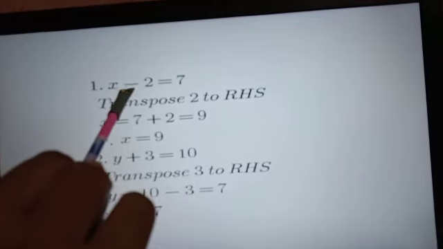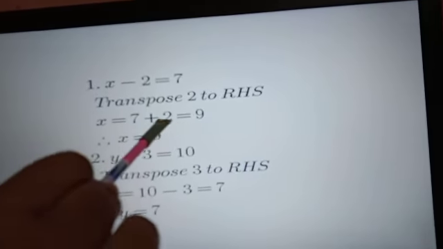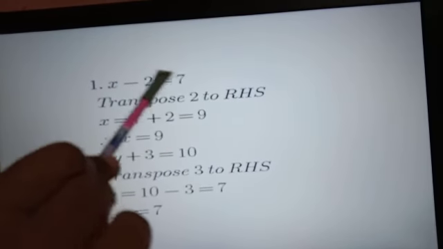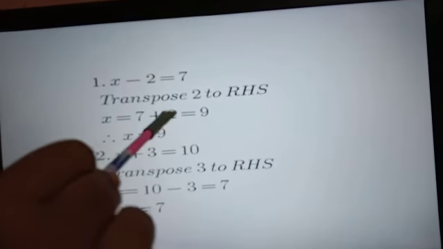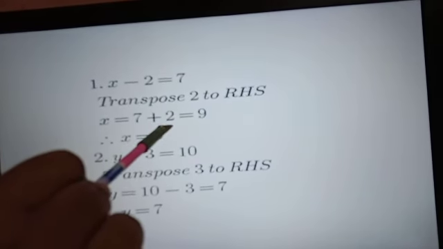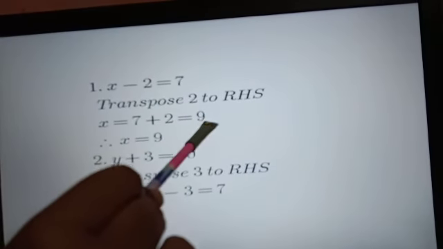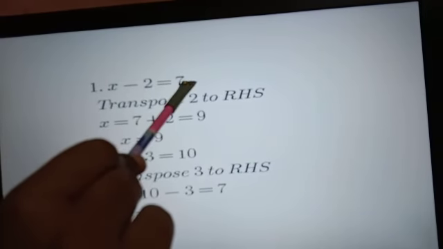Just I have brought this minus 2 to the right side. While you are bringing minus 2 to the right side, what symbol do you have to put? Plus symbol. Minus 2 means on the right side, plus. Suppose plus 2 is there, while you are bringing plus 2 to the right side, what symbol do you have to put? Minus 2. Here minus 2 is there, so on the right side plus 2. So 7 plus 2 is equal to 9. Already 7 is on the right side. We should not change anything in the right side term.